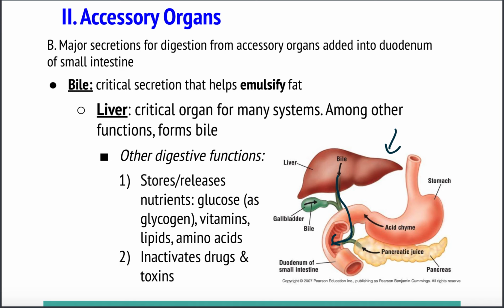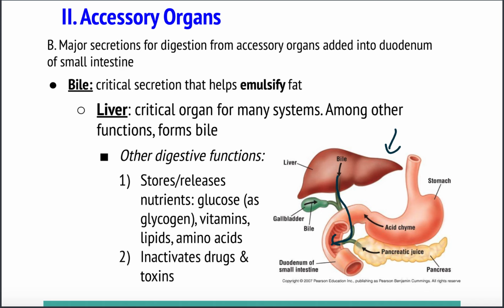So one thing you may not know is your liver is actually one of the really large organs in your abdominal cavity. And it actually can store a lot of excess food. So it stores and releases nutrients. So if you have extra glucose in your blood, you can store it as glycogen in your liver. If you have extra vitamins, lipids, or amino acids, which again, amino acids are parts of proteins, if you have excess of any of that, you can actually store it in your liver if you don't have a place to put it in your body.